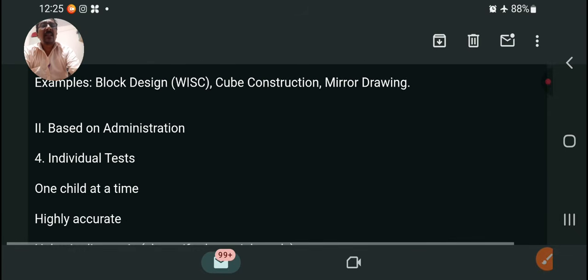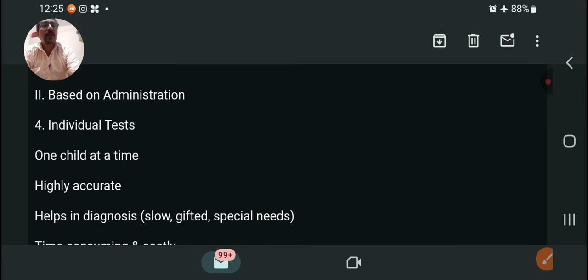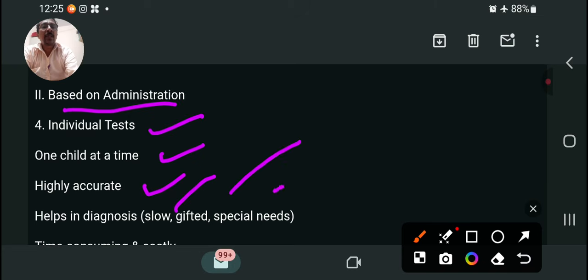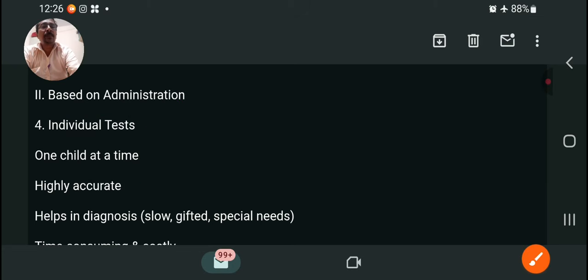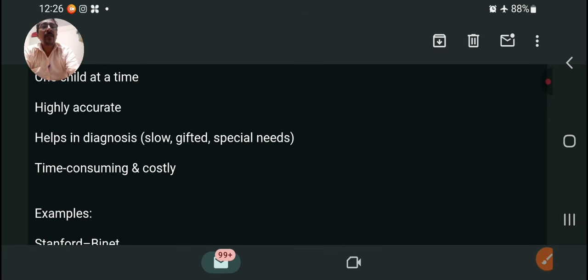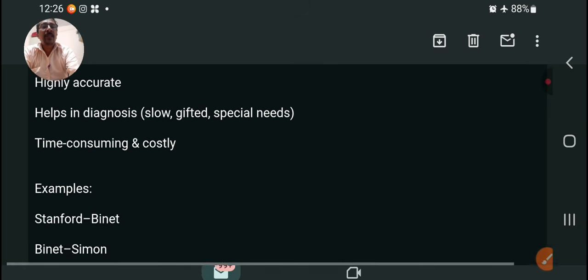Then second category, based on administration. Fourth type, individual test. One child at a time, highly accurate, helps in diagnosis, and is slow. It is for gifted and special needs children. It is also time consuming and costly.